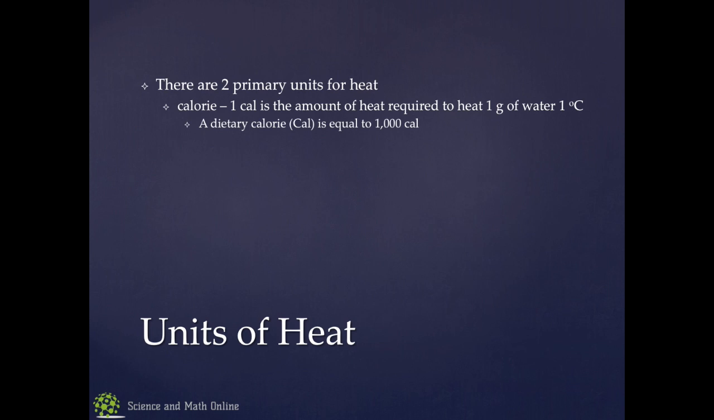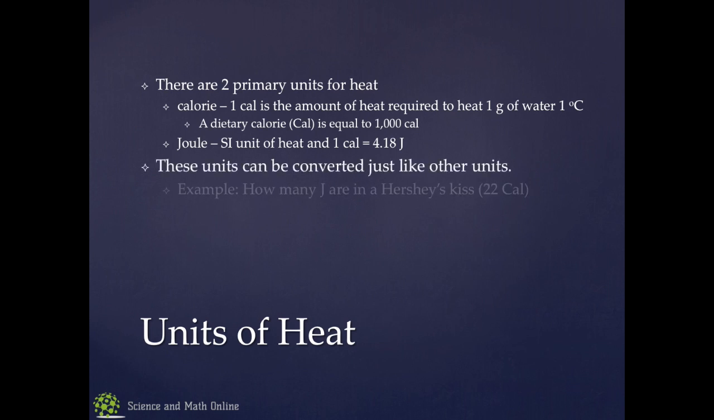All right. A dietary calorie is equal to 1,000 of these, and it's a capital C, Cal. The SI unit, though, is the joule, and 1 calorie is 4.18 joules. A calorie is pretty small, and a joule is even smaller, because it takes 4 of them to equal a calorie. We can simply convert them back and forth, just like any other unit.